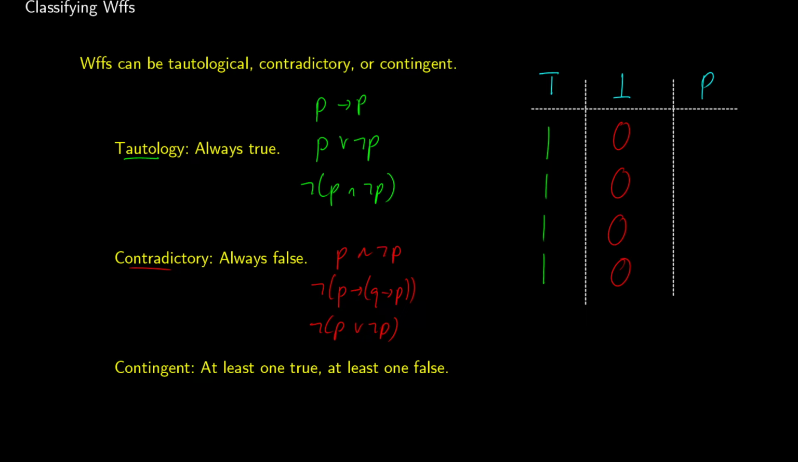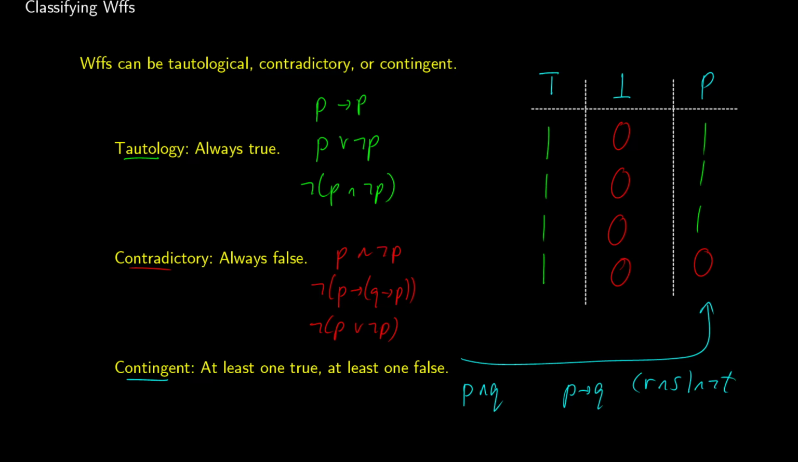A contingent formula is something in the middle. That means somewhere there's a true and somewhere there's a false. It's not all ones or all zeros. So you might have something that looks like this, for example, and that would be an example of contingency. A lot of formulas are going to be contingent, like P and Q, or if P then Q, or R and S and not T. These are all examples of contingent formulas. And if you do the truth tables for these, you will find that the final column has both ones and zeros.